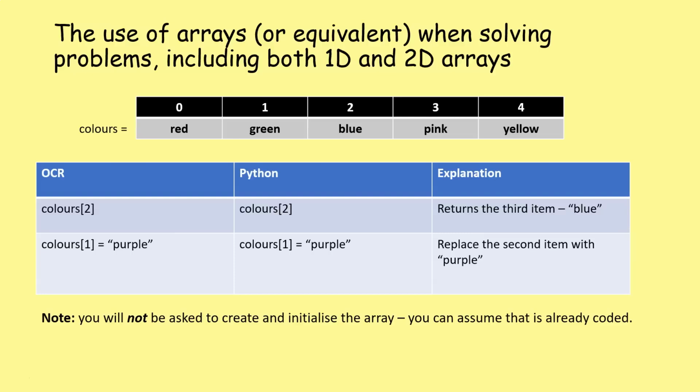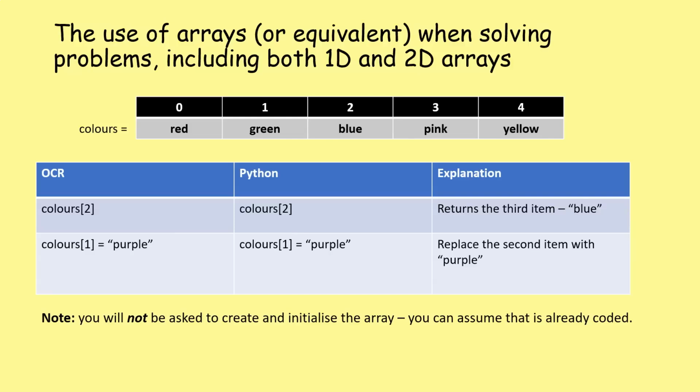In the exam, you don't actually have to create the array. They'll give you the name of the array, they'll tell you what's in it, and you just need the code to manipulate it. They don't want you to waste your time actually writing out the initialization of an array. In both OCR and Python, we can access any element in the array by using the index position in square brackets. So in both OCR and Python, colors[2] would give you the third item in the list, that is blue. That's because arrays start at position 0 typically. So the third number is actually index position 2, and in this case that is blue.